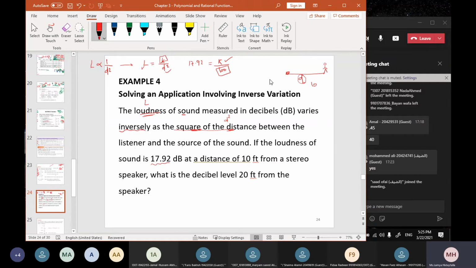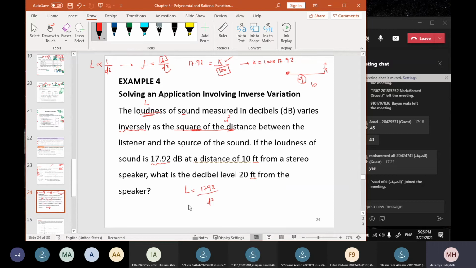Correct? K equals 100 times 17.92, which is 1792. So I found the constant of proportionality. So if I have this, whenever I know one of these, I can find the others. So now we have an equation. What equation do we have? L equals the constant, 1792, over a distance square.